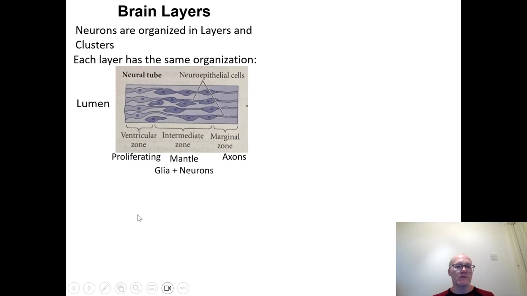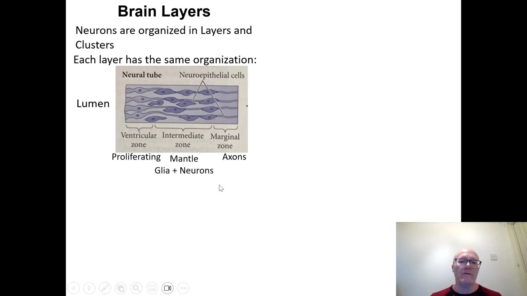The ventricular zone is also called the proliferating zone. Here we find most of the glial cells that are proliferating and dividing. More externally, we find the intermediate zone, also called the mantle. In the intermediate zone, we find glial cells that have been migrating from the ventricular zone, as well as neurons that are migrating from the ventricular zone or actually being produced directly in the mantle zone.